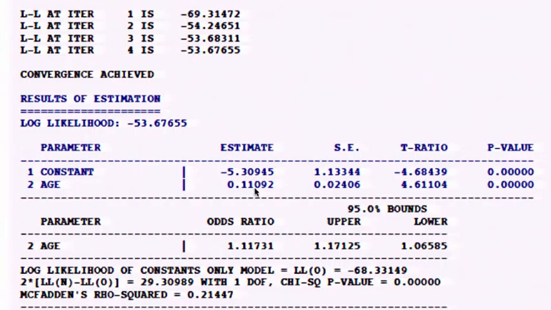This table is arranged much like the table in a linear regression program. You have the coefficients for the model. Now, of course, the model is a little different here, but these are the coefficients for the model.